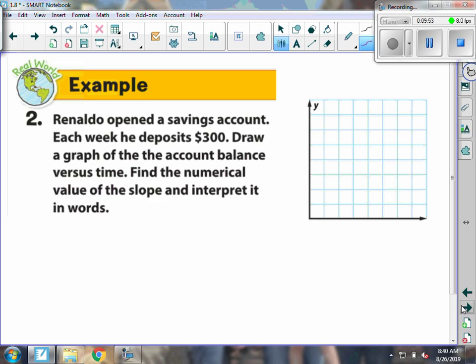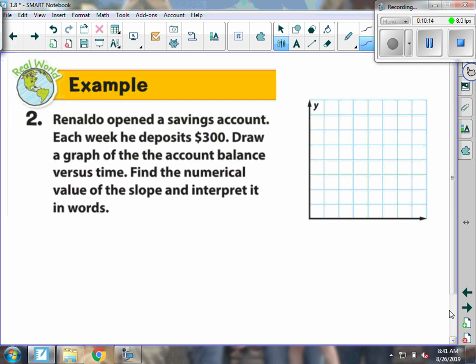Okay, let's look at example 2. Copy this down, please. Ronaldo opened a savings account. Each week he deposits $300. Draw a graph of the account balance versus time. Find the numerical value of the slope and interpret it into words. So take a moment to write this down.